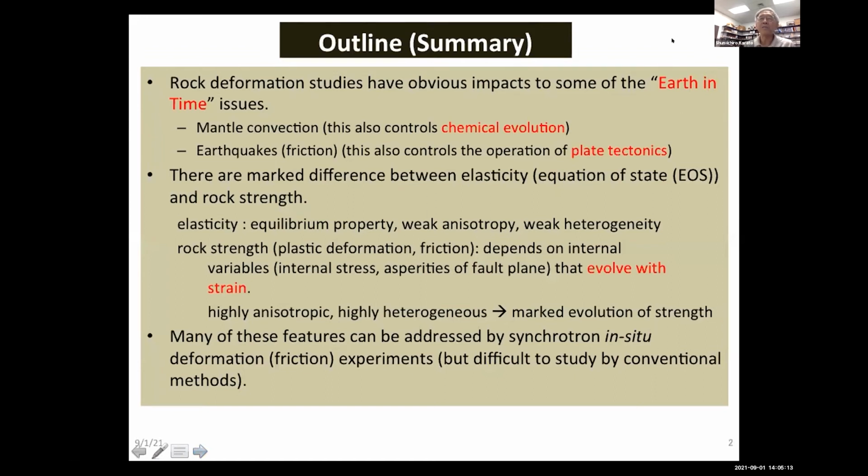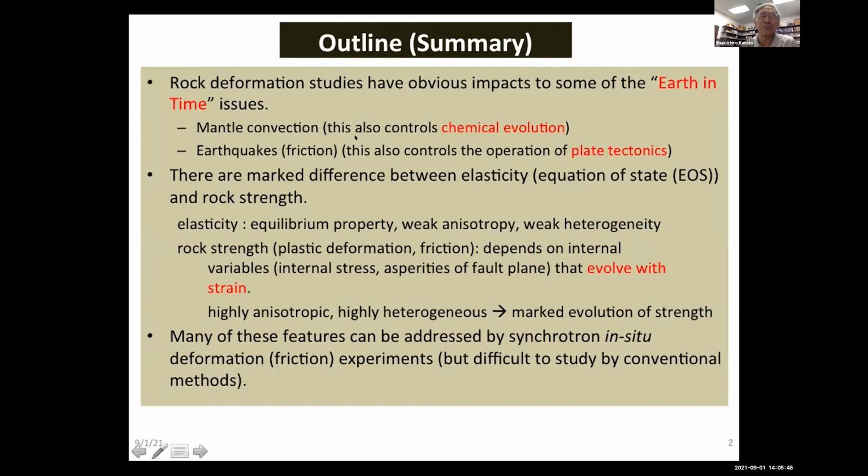And so this is the outline and the summary of my presentation. And first, I should mention, rock deformation studies have obvious implications to many of the issues which are listed in Earth in Time, which we discussed before. Suki Dorfman mentioned 4 items. I can list 7 out of 12 related to rock deformation.